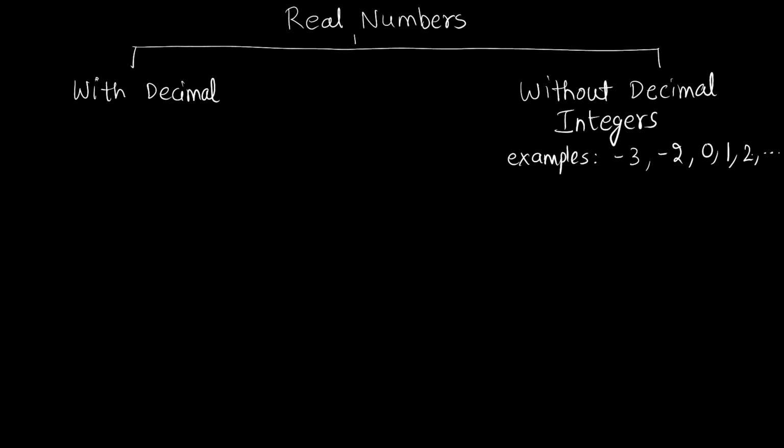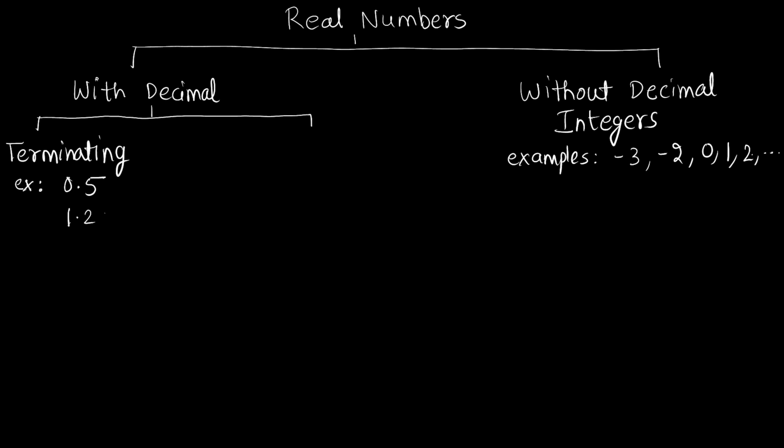Now, in case they are having decimal expansion, it can be further classified into two categories. Where the first category is that the decimal expansion is terminating. Now, what happens over here? The decimal expansion will terminate after a certain point of time. The examples of that would be 0.5. Right? It is terminating after one decimal place. So 0.5, then 1.25. These are some of the examples of terminating decimal expansion.